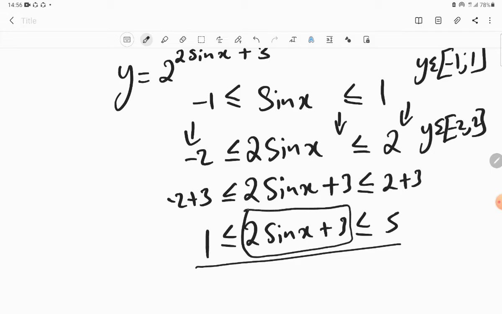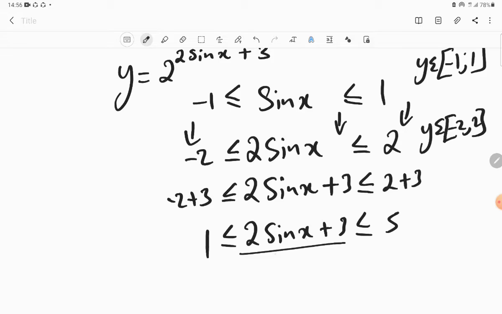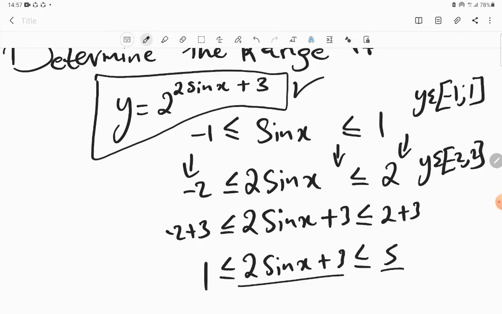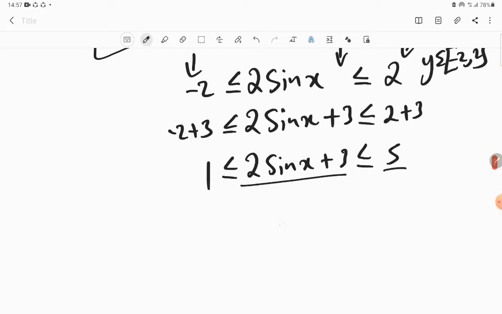This is just the range of this one, which means this function can range between 1 and 5. So 1 is the minimum value and 5 is the maximum value. So let's remember what we were to calculate. We are trying to determine the range of this one now. So remember, what are we having? We have 2 to the power of 2 sine x plus 3. So what is it going to be ranging on?